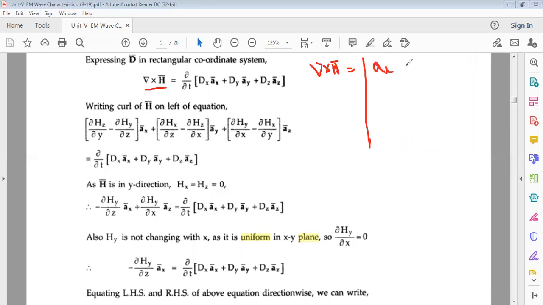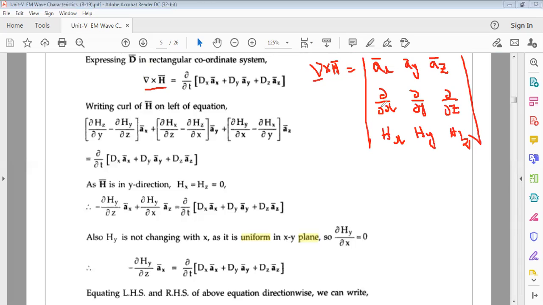the determinant with ax bar, ay bar and az bar, then dou by dou x, dou by dou y, dou by dou z. And here I'm taking the H terms, Hx, Hy and Hz. So del is dou by dou x, dou by dou y and dou by dou z, and H is Hx, Hy and Hz.